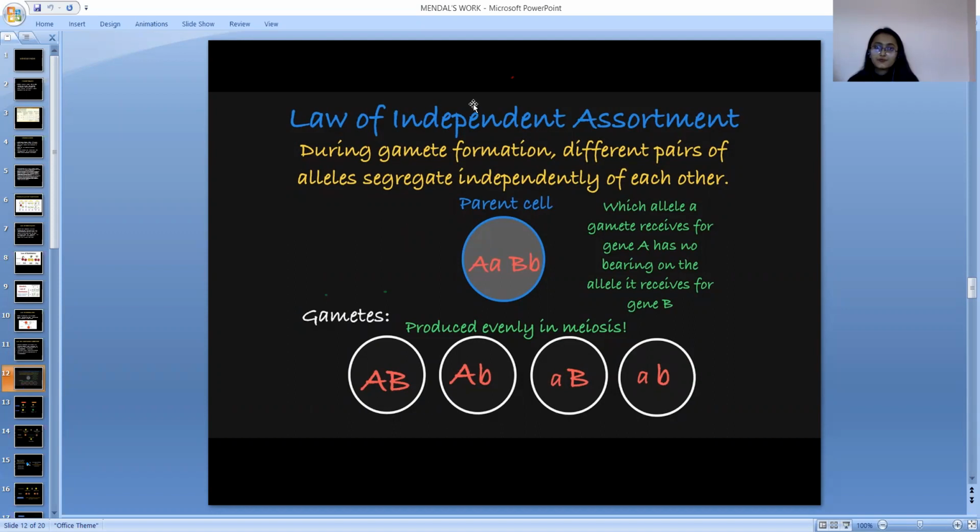Here you can see this is a parent with AA and BB, producing evenly in meiosis. They are making these gametes. अब ऐसा नहीं है कि A अगर कैपिटल B के साथ है, A अगर स्मॉल b के साथ है, तो स्मॉल a कैपिटल B के साथ नहीं जा सकता. हर एक जीन इंडिपेंडेंट है एक दूसरे से फॉर मेकिंग अ गैमेट्स. Right? They are not depending on each other.